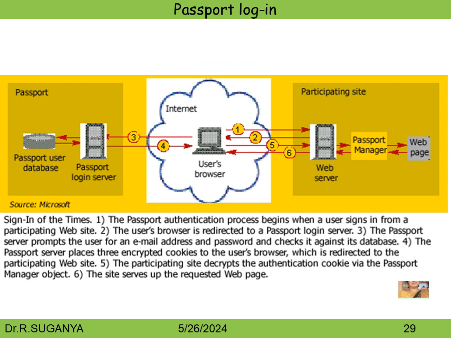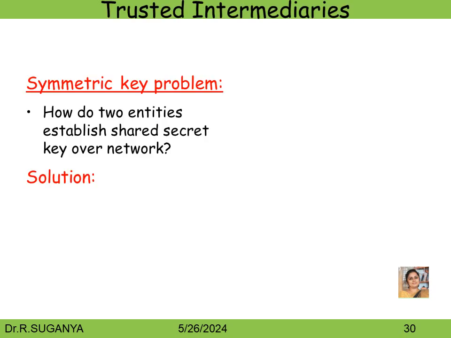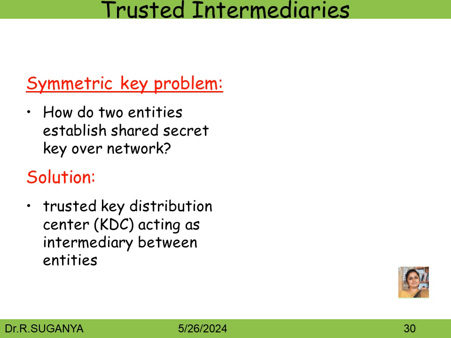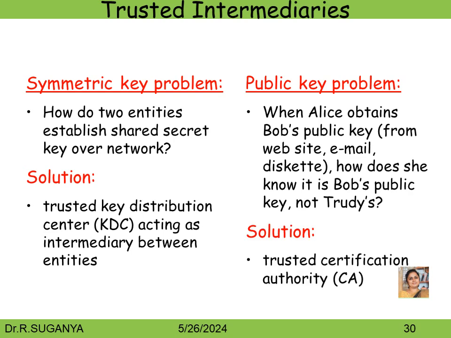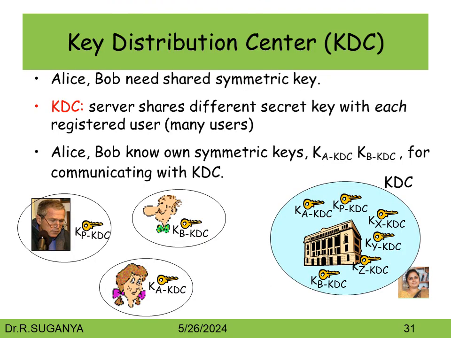The passport login is there. Here we have the passport user database and passport manager, which interact with the web server and the web pages. Now the symmetric key problem in trusted intermediaries: how do two entities establish a shared secret key over a network? The solution is a trusted key distribution center acting as an intermediary between entities. In public key encryption, when Alice obtains Bob's public key from a website or email, how does she know it is Bob's public key, not Trudy's? The solution is a trusted certification authority.